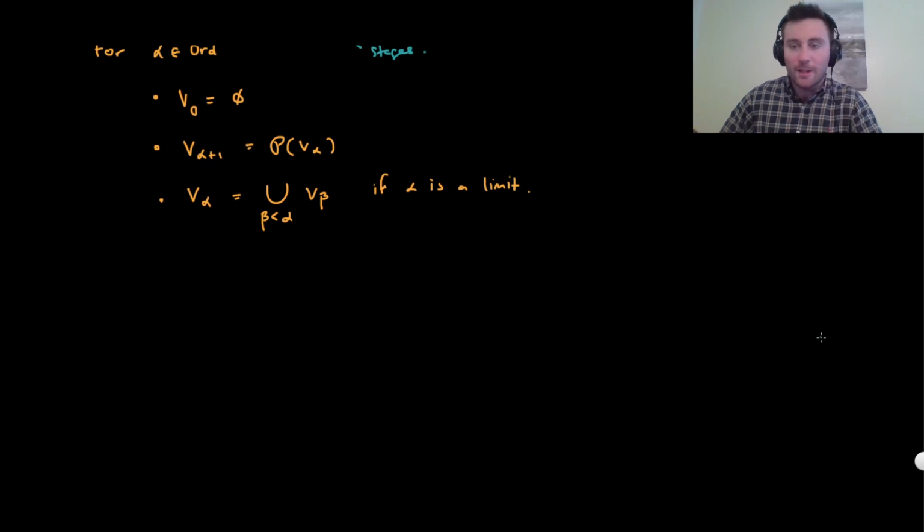So the first one is that all of these are transitive. So what's our first proposition? For every single ordinal alpha, V alpha is transitive.